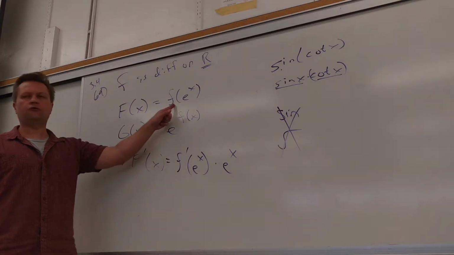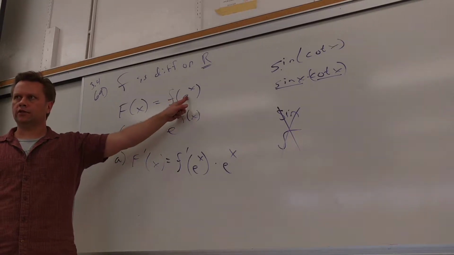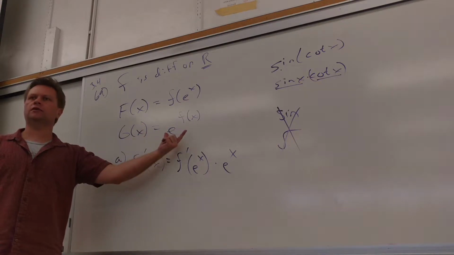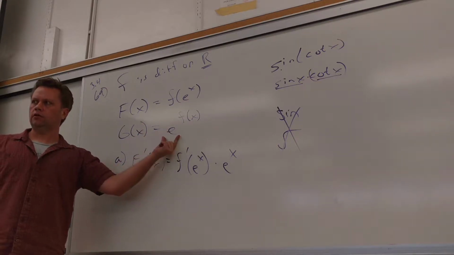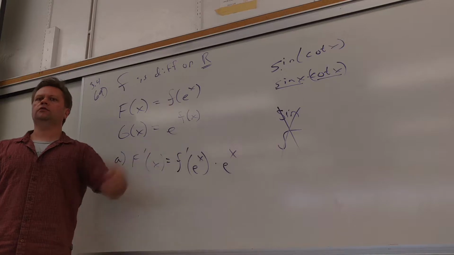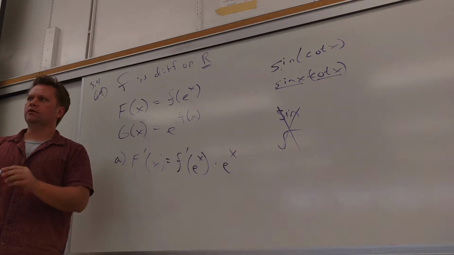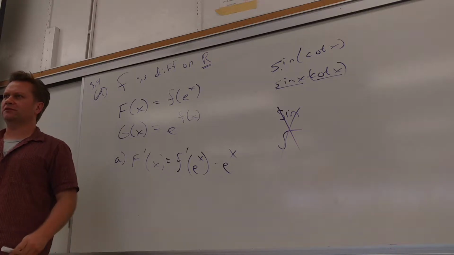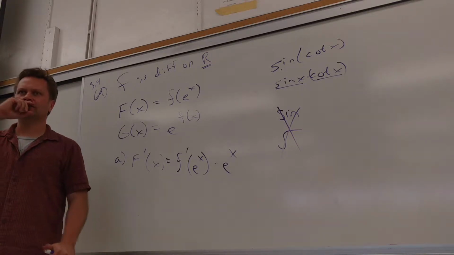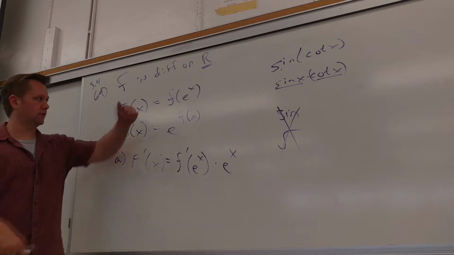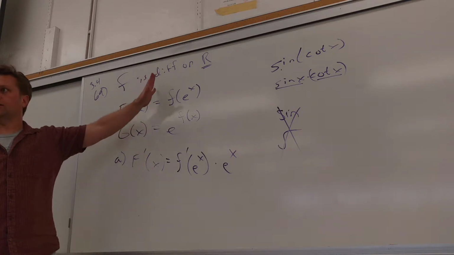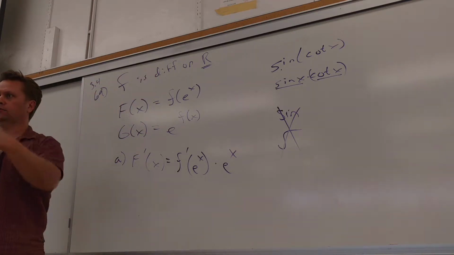So up here, f was the outside function, e to the x was the inside function. On big G, what's the outside function? E. And what's the inside function? All right. I'm going to let you guys finish that one out. So see, there's a purpose for the problems. It's just not always immediately obvious, but do you see how they're just making sure you understand? Same function, just composed in a different order.